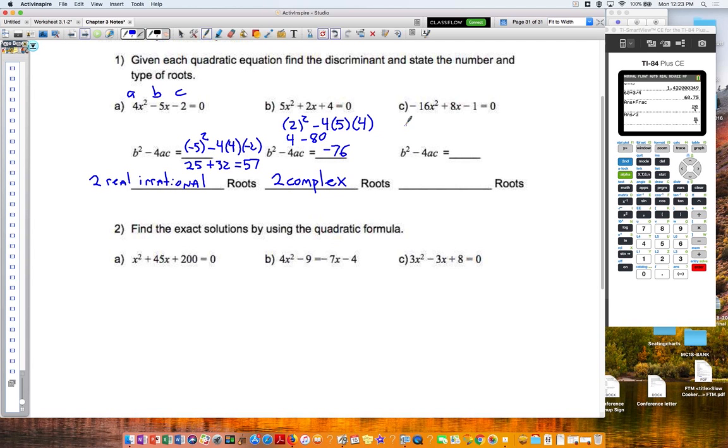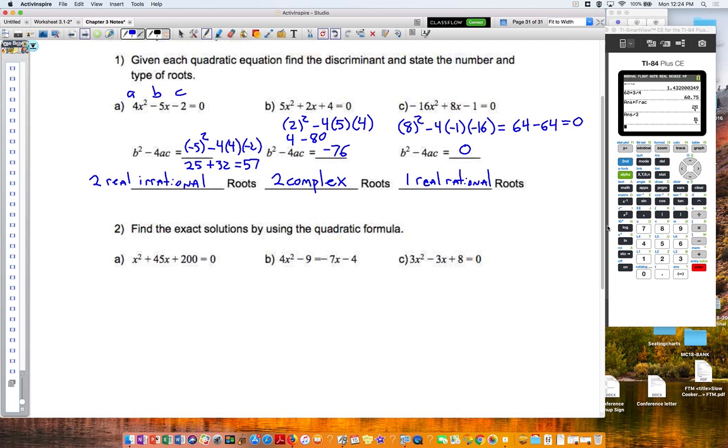On the last one, I have 8 squared minus 4 times -1 times -16. So that gives me 64. Well, a negative becomes a positive, becomes a negative. Minus 64 ends up being 0. So if I get it to be 0, I have one rational root. So remember, if it's a perfect square, we say it's rational. If it's not a perfect square, we say irrational.